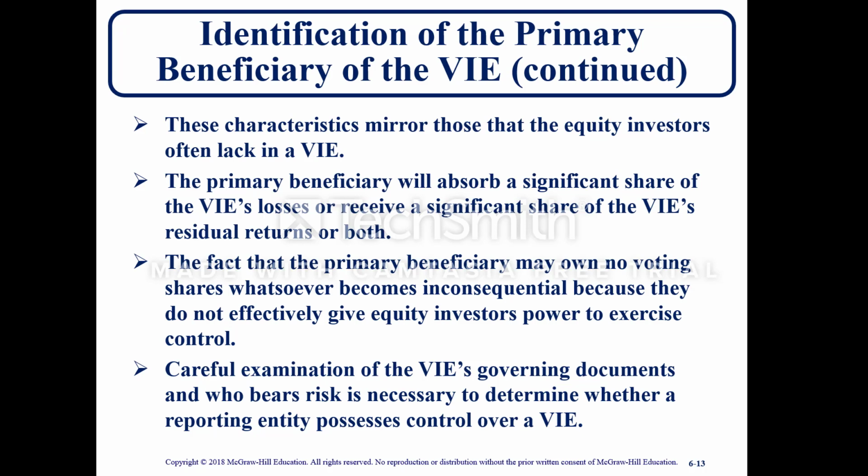These characteristics mirror those that equity investors often lack in a VIE. The primary beneficiary will absorb a significant share of the VIE's losses or receive a significant share of the VIE's residual returns, or both. The fact that the primary beneficiary may own no voting shares whatsoever becomes inconsequential because they did not effectively give equity investors power to exercise control. Careful examination of a VIE's governing documents and who bears risk is necessary to determine whether a reporting entity possesses control over a VIE.